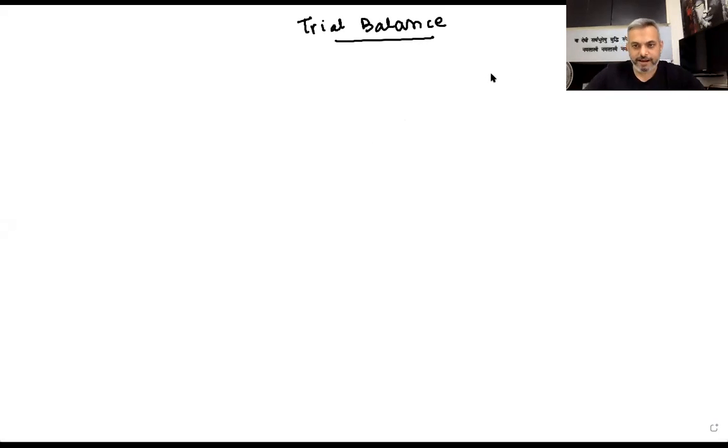So today we will be starting with the chapter trial balance, a very important chapter in accounts. In your real life also, you are going to face this trial balance if you are going to be in the field of accounts, or even if you are doing business. Then when you see your books of accounts, you will be looking forward to check the trial balance.